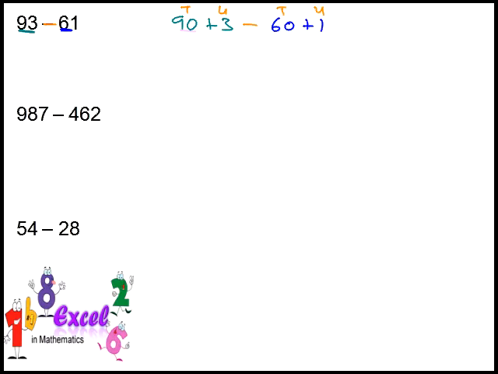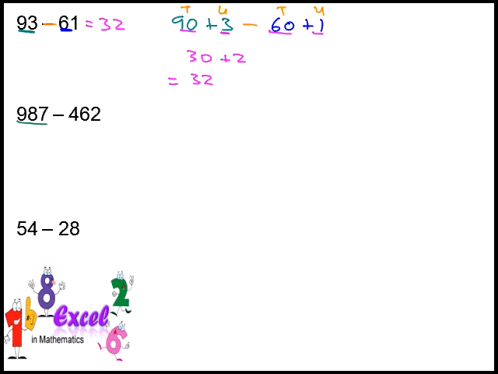So you'll say 90 minus 60 is 30, and then the 3 minus the 1 will give us 2, and then you add them together, and that will then give you an answer of 32 as the answer of the subtraction. So 93 minus 61 is equal to 32.